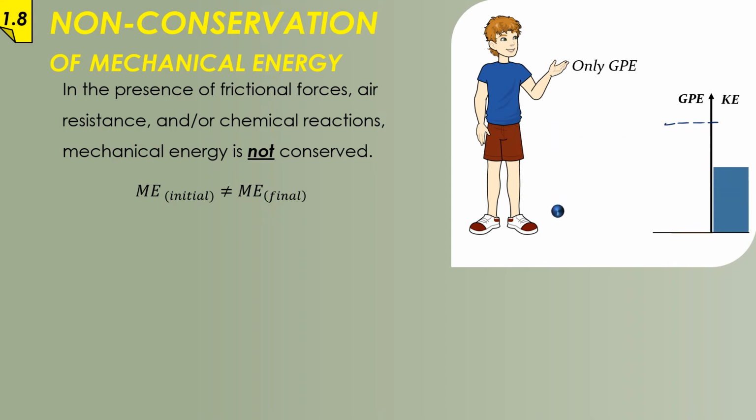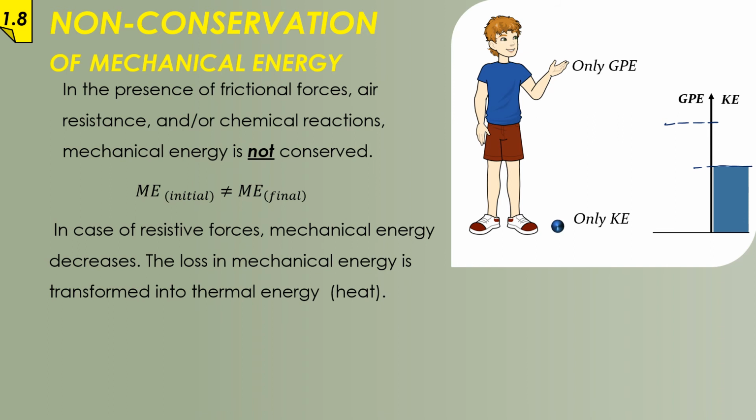Notice as it reaches down in slow motion, once it reaches the floor or the ground, the level of kinetic energy is below the gravitational potential energy. That means some of the gravitational potential energy was converted to kinetic and the other is simply lost. In case of resistive forces, such as friction, mechanical energy decreases. The loss in mechanical energy is transformed into thermal energy or heat. Sometimes it's transformed into vibration, into sound, and so on. Nevertheless, for the time being, we just stick to the idea of energy being lost as thermal energy or heat.